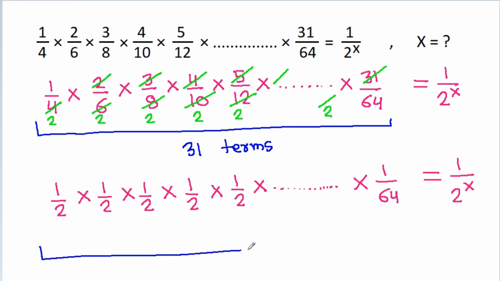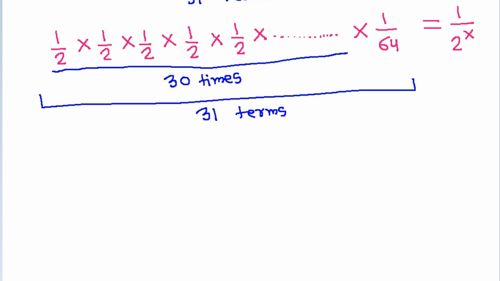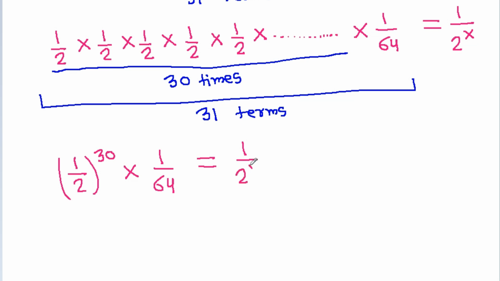And the total number of terms is 31. So 1/2 will appear 30 times. So 1/2, 30 times, will be (1/2)^30 times 1/64. It is equal to (1/2)^x.